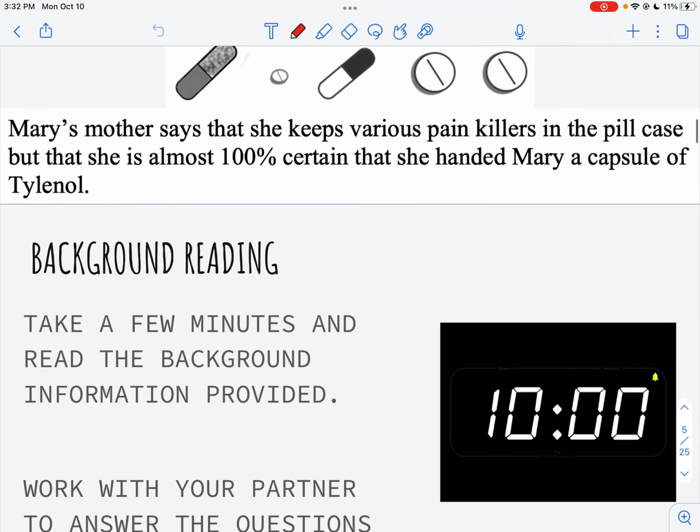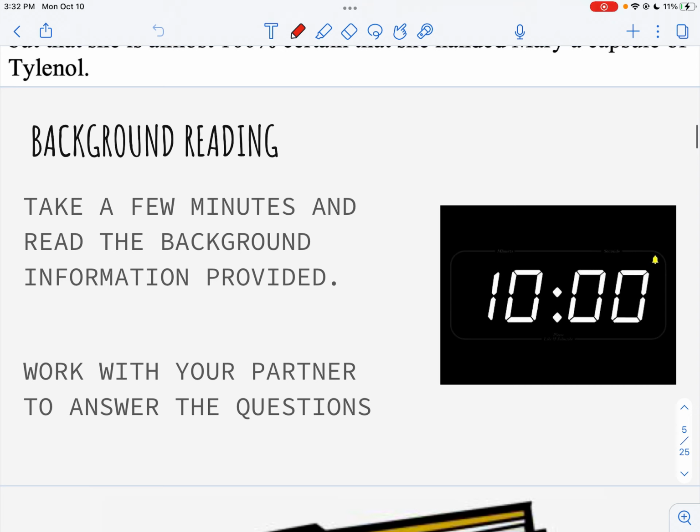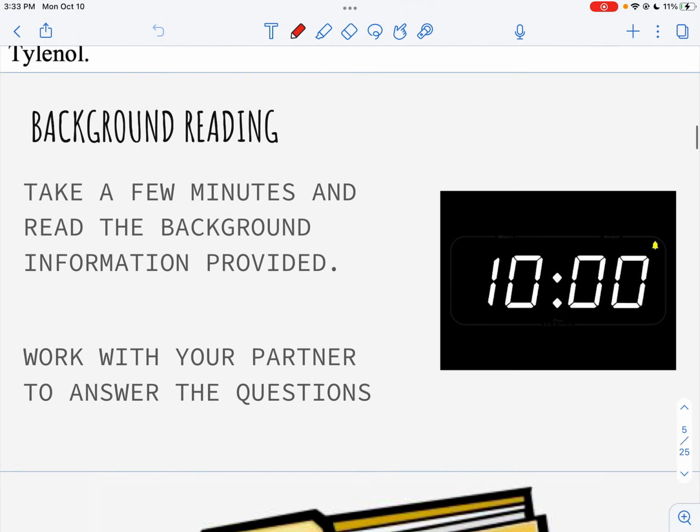a capsule of Tylenol. So on your notes, there's a little bit of background reading that you'll need to pause this video and complete. The background reading will introduce the different types of medication that we're going to look at during this case. So just pause here and read the background and answer the questions.